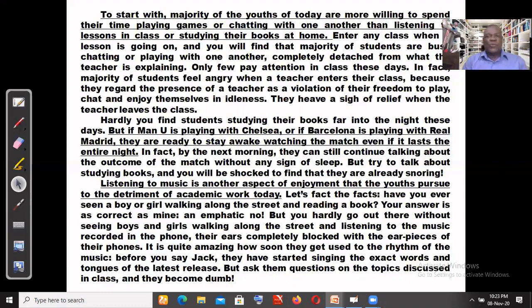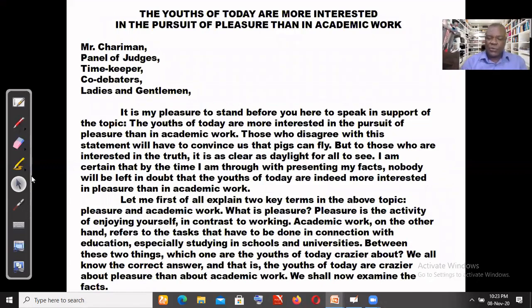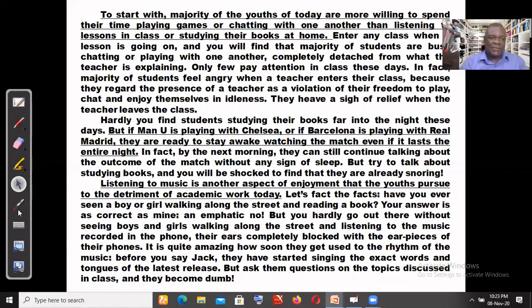You see, this is what we call the topic sentence. Remember that in our outline, this is the first point we have jotted down, playing games. We want to look at the kind of attention the youths give to playing games. We compare it to the attention they give to the academic work. Our argument is that they are more interested in pleasure than in academic work. Now, once you state your major points, the next thing will be to build your argument. I mean, to support your points with evidence.